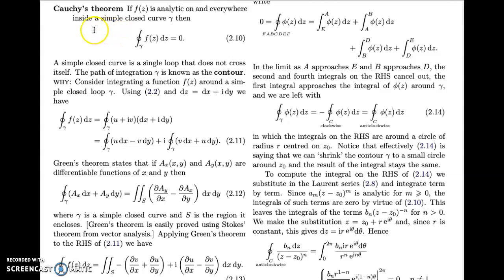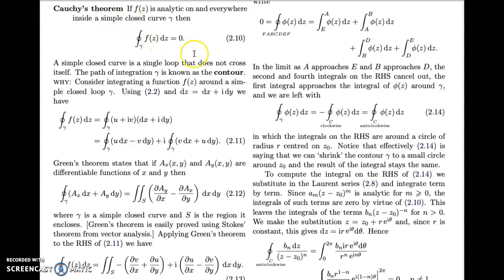So if I draw a picture like this, and that doesn't intersect itself, then that's a simple closed curve. A figure of 8 is an example of something which is not a simple closed curve. But in fact, if you wanted to integrate around something which isn't a simple closed curve, you can actually just split it into lots of simple closed curves. So it's actually not a big problem.